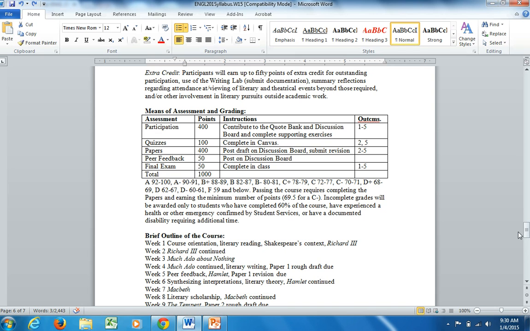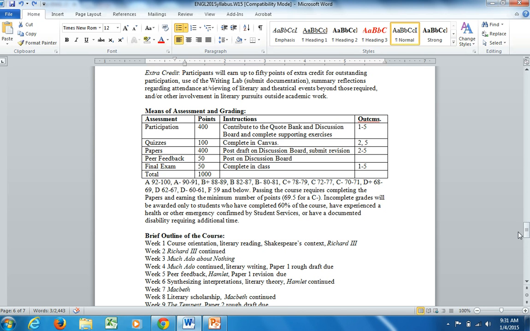The course includes 2 formal papers. They're about 4 pages apiece. The first is a close reading where students select topics from the first 2 plays to analyze. So you can pick something in one of the plays. And the second is a summary response paper that summarizes a scholarly article about one of the later plays and makes an argument in response.